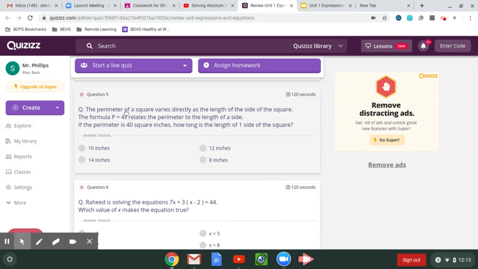Question number 5. The perimeter of a square varies directly as the length of the side of the square. So it's a lot to read. So my brain as a student, I'd think, where's the formula? Oh, there's the formula. The formula perimeter is P equals 4 times side. So if you have all 4 sides of a square, you're going to add all 4 sides together to get a perimeter. The one thing I know about square is that's when all 4 sides are the same.